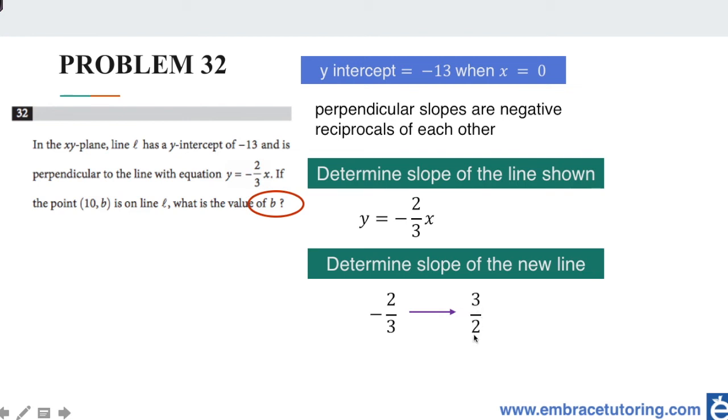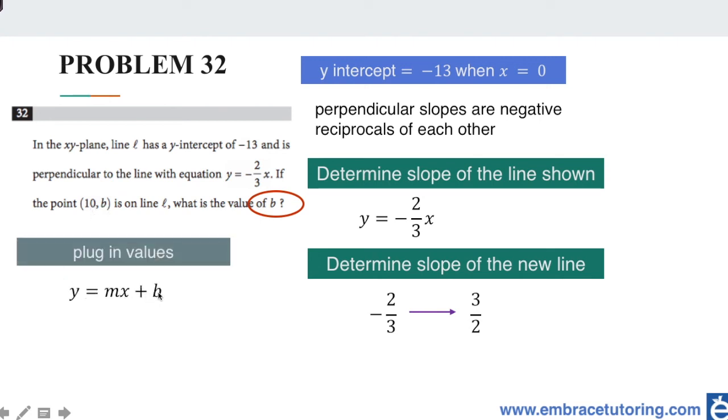So 3/2. I'm going to take the value of the slope of the new line and plug this in along with my other coordinates, x being 10 and y being b. So when I plug this in for y equals mx plus b, this y here is actually going to become a b, and this then becomes b equals 3/2, this being the new slope based upon the perpendicular from the previous line. 10 is what my x value is, and then -13, because it says what is the value of b. So b, in this instance, is really the y coordinate.